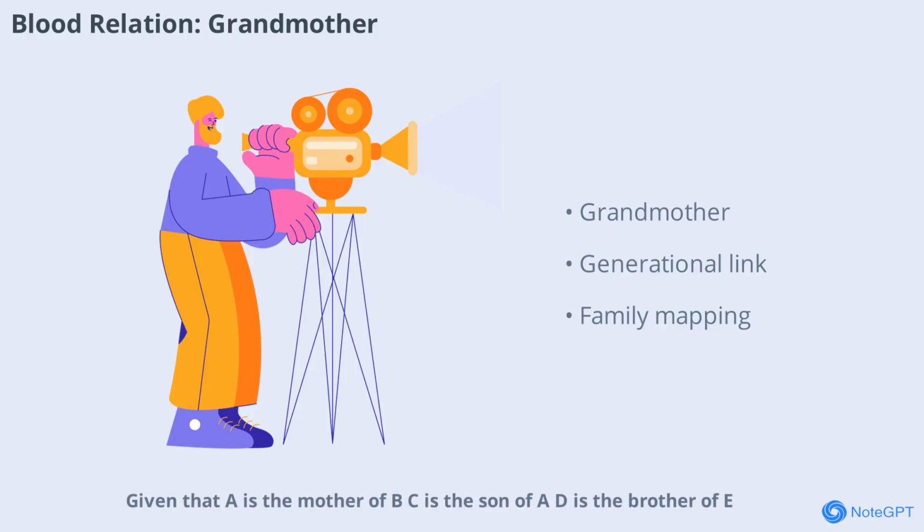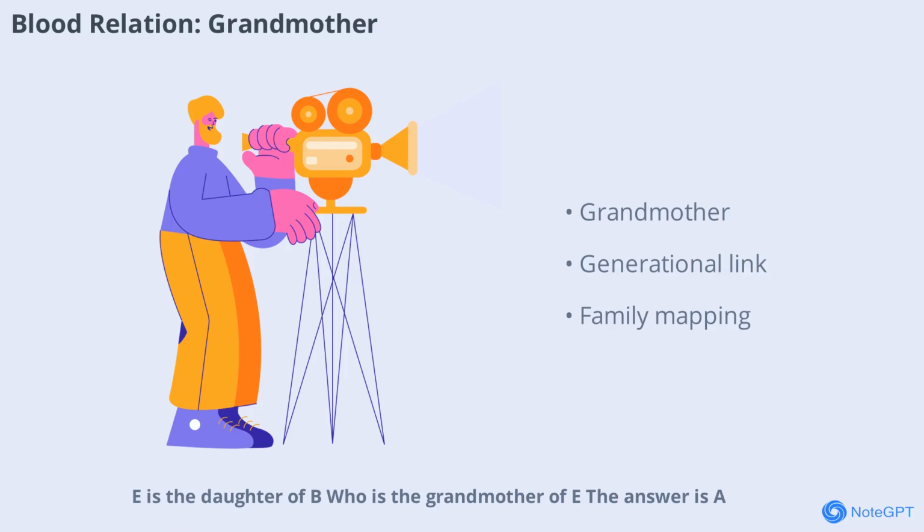Given that A is the mother of B, C is the son of A, D is the brother of E, and E is the daughter of B, who is the grandmother of E? The answer is A. E is the daughter of B, and B is the child of A, so A is the grandmother of E.